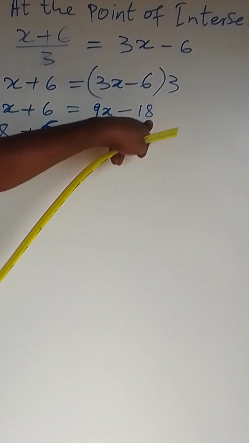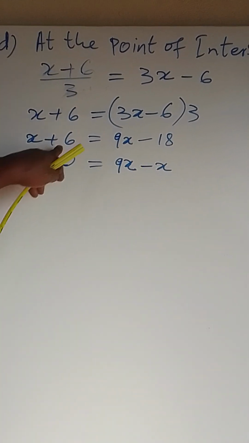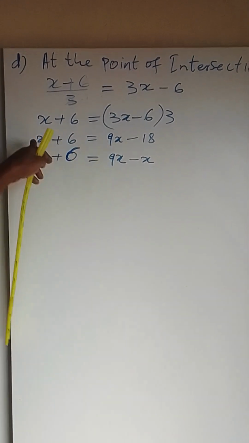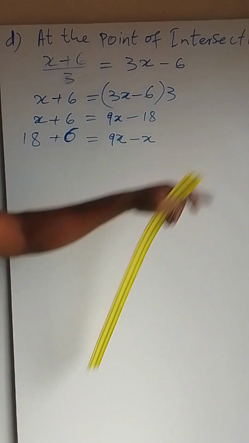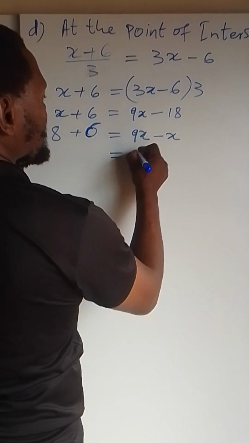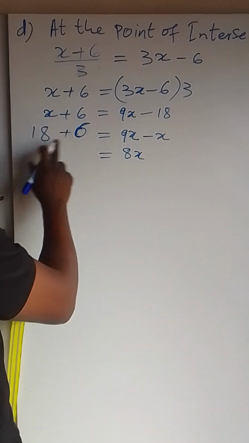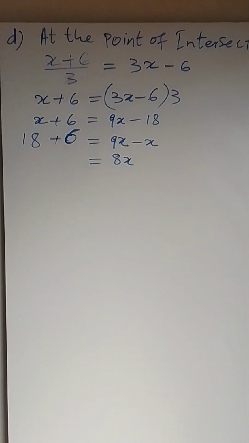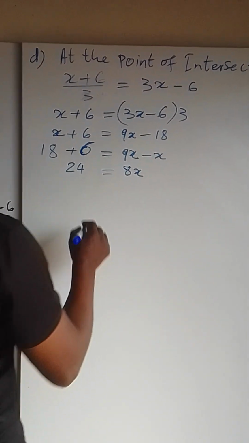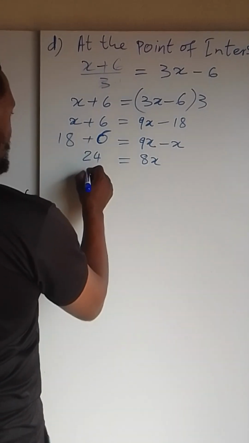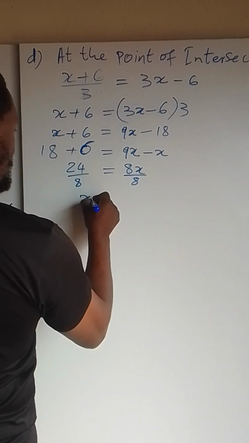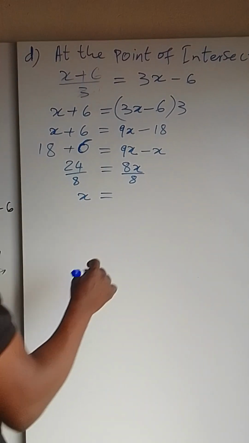So you take this 18, it is negative, it comes this side to be positive. Your 6 remains this side positive. Your 9 is positive this side. Your x is positive this side; when it goes that side, it's going to be a negative. Then 9x minus x is 8x, equal to 18 plus 6, which is 24. Then you divide by 8. You find that x equals 3.